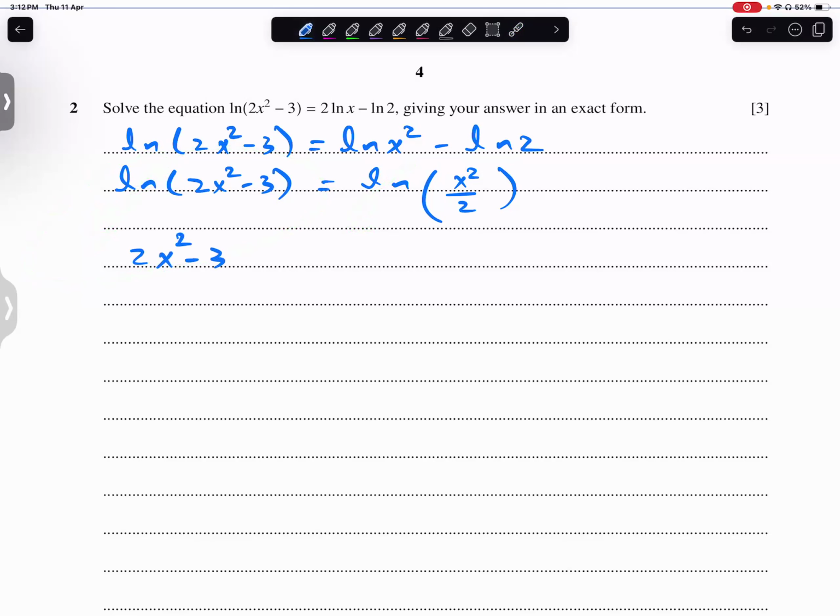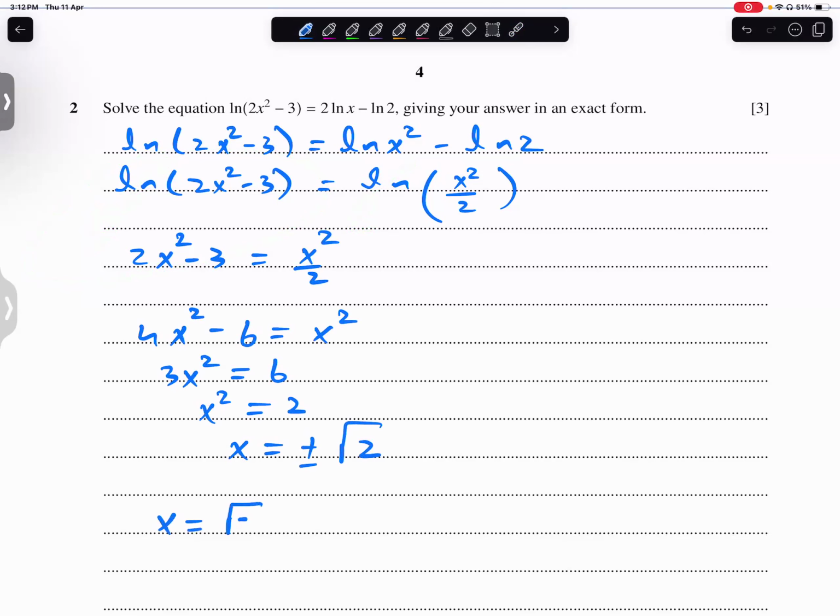So 2x square minus 3. You don't need to explain this step. Just write 2x square minus 3 is equal to x square by 2. Then 4x square minus 6 is equal to x square. Then 3x square is equal to 6. x square is equal to 2. x is equal to plus minus under root 2.